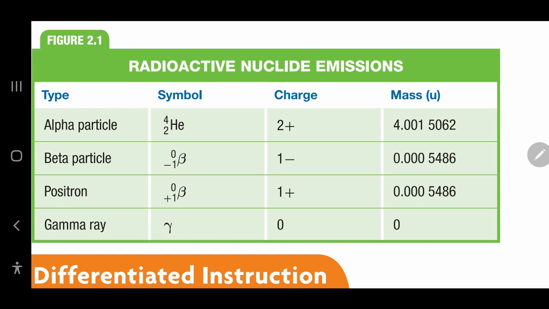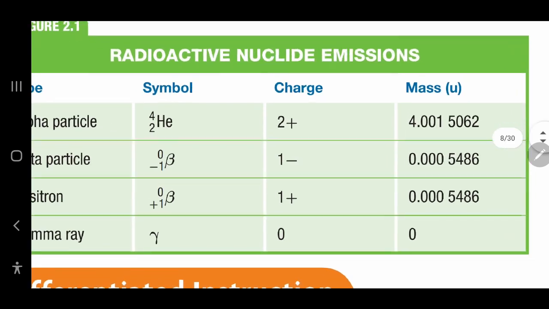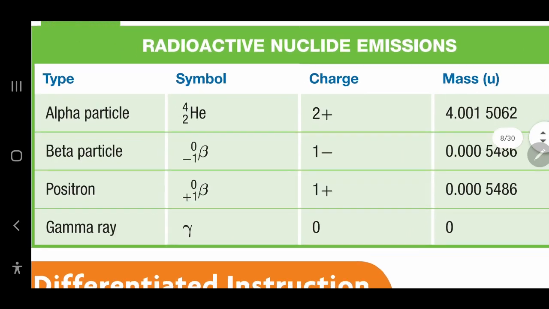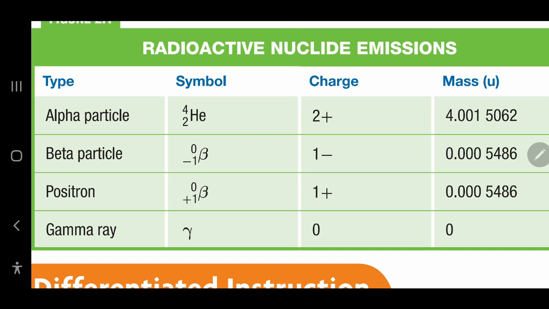The other type is beta particles. As you can see, symbolized by the Greek letter beta, with atomic number -1 and atomic mass 0. And beta particles are actually electrons. Okay, and as you know, the electron is negatively charged by 1 charge with almost 0 mass. The mass is very, very small, so we neglect it and consider it 0 mass.